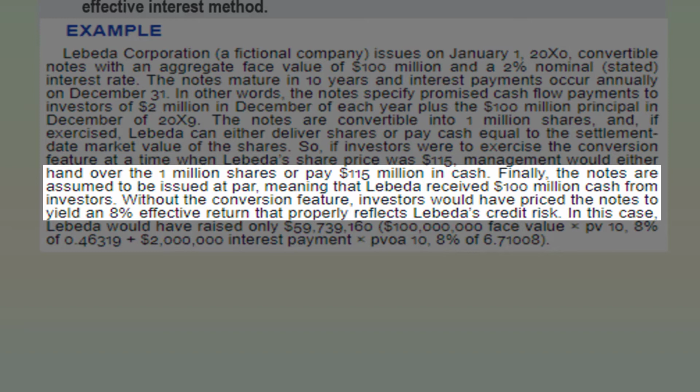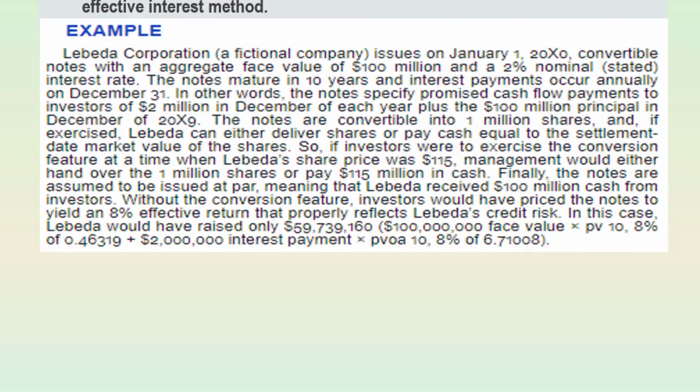Without the conversion feature, investors would have priced the notes to yield an 8% effective return that properly reflects Lebida's credit risk. In this case, Lebida would have raised only $59,739,160, which is as shown in the calculation there, at the discount rate of 8% effective return.